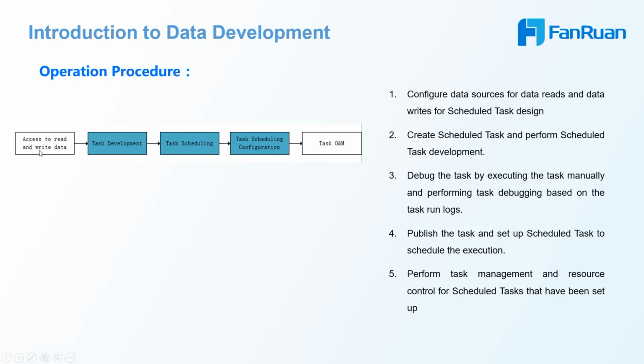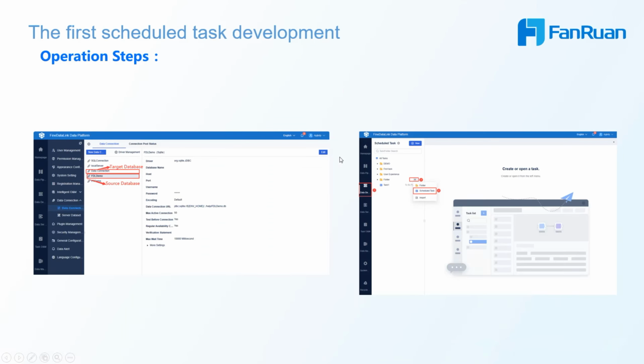First, configure data sources for data reads and data writes. Then start the scheduled task development by dragging and dropping nodes. Next, debug the task by executing the task manually and performing task debugging based on the task run logs. Once the task can run successfully, publish the task and set up a scheduled task to schedule the execution. Finally, perform task management and resource control of the scheduled tasks.